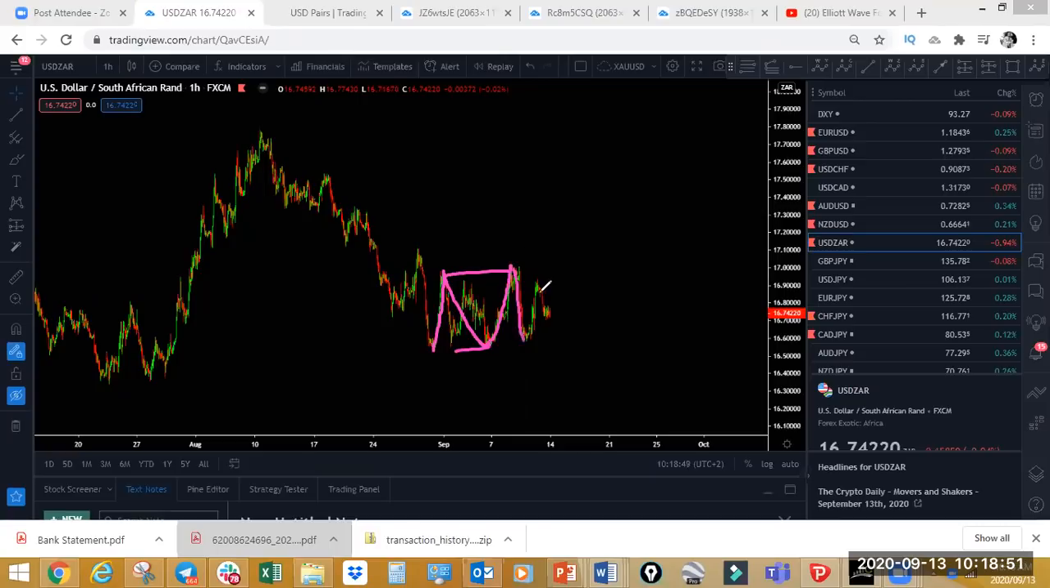And now we've started a move to the downside like this. We're still going to see continuation to the downside. So there's still weakness in the dollar against the ZAR. So some strength for the ZAR there on US dollar ZAR.